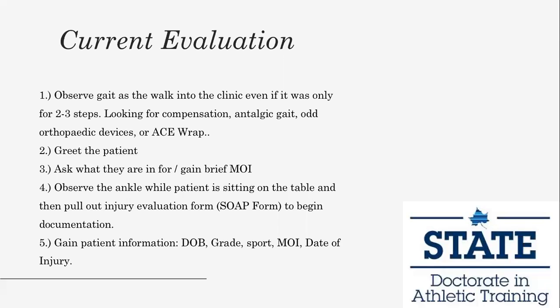So in my current evaluation for an ankle sprain, the first thing is when the patient steps through the door frame in my facility, and I see that they may be hobbling in, they may be compensating because of pain. They may have some odd orthopedic devices or an ACE wrap from home. It's just really important to quickly observe how they're walking, how they're carrying themselves, because that could help me get an idea of what they may be coming to me for.